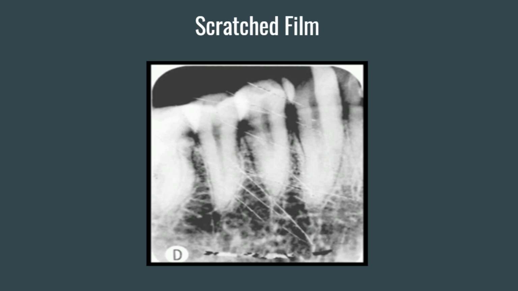This is a scratched film. All those little white lines, those are scratches. Again, emulsion was removed by some kind of sharp object. Maybe it was a pencil, paper clip, something scratched against it and removed that emulsion. So this is why it's so important with your traditional type of film that you are carefully handling it. Be aware of what you're doing at all times.